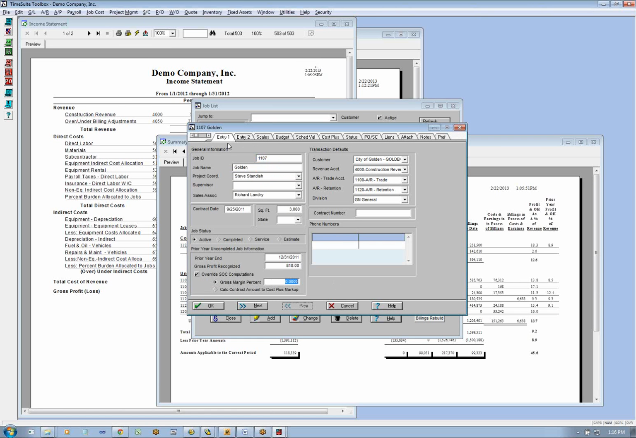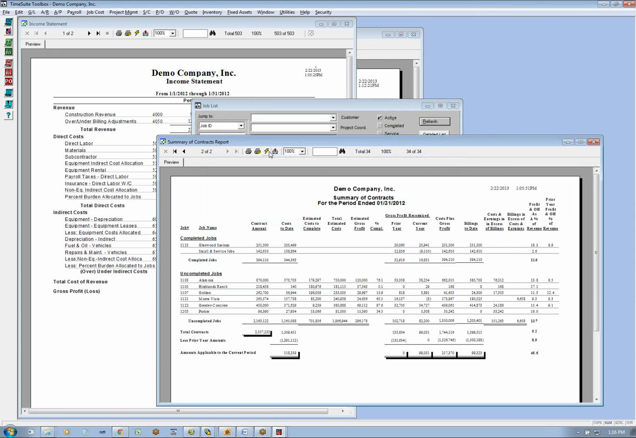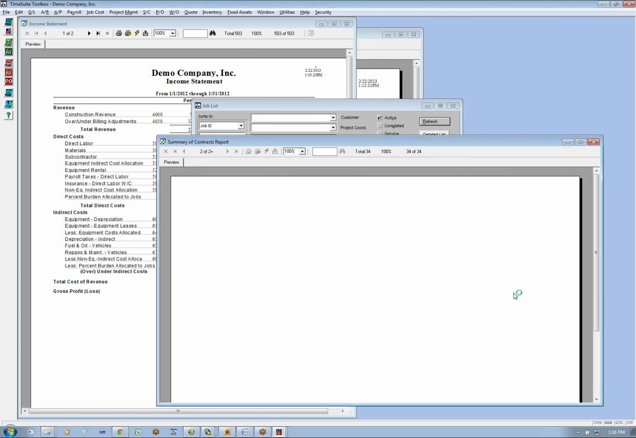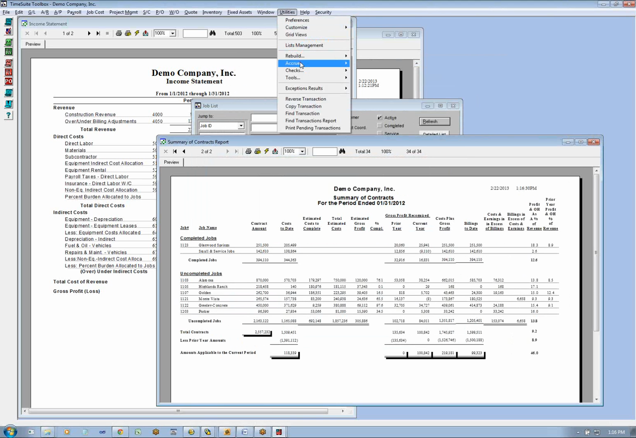Here you can override your summary contract. So let's say that the margin on this job, it's the 1107 job, which is the third one down, is 11, instead of 11.3, we think it's going to be 15% now. So we can just force it, refresh the report. Now it's 15%, and recalculate my over-under billings.